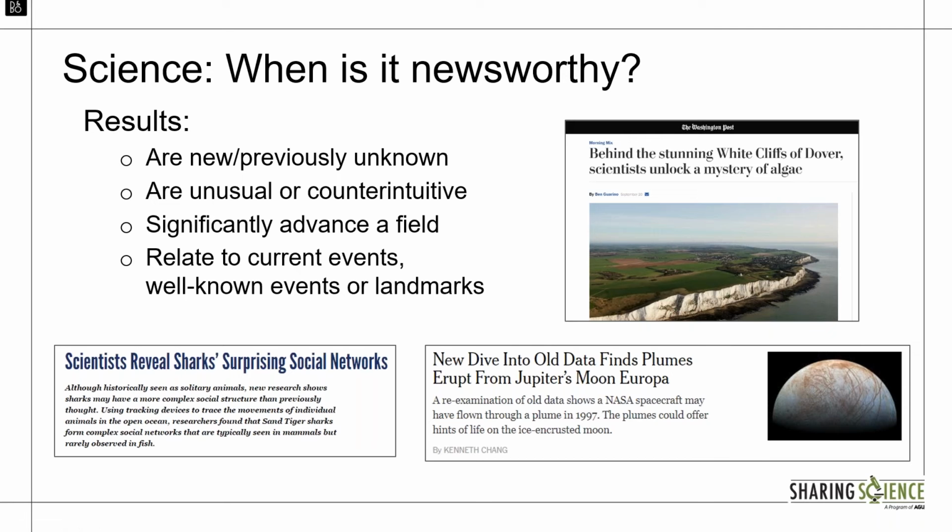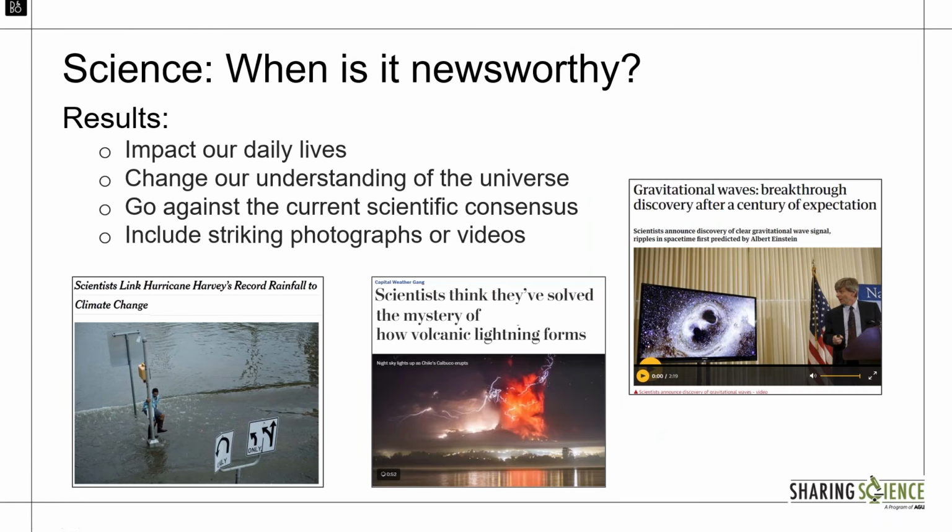Some headlines that we've had that got a lot of uptick: there was a study a couple years ago about sharks having surprising social networks, because previously sharks were thought to be very solitary, and that's not necessarily the case, depending on the species. Research into Europa, Jupiter's moon. Research on the cliffs of Dover, on the biology behind the color and this beautiful scenery. That really helps as well.